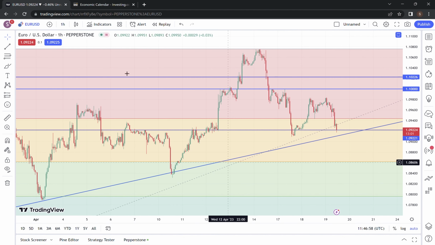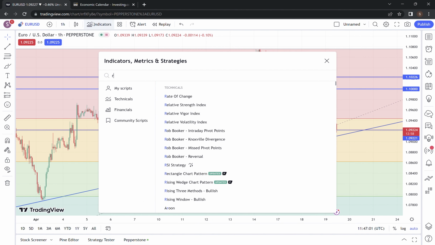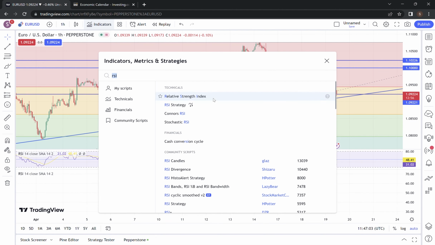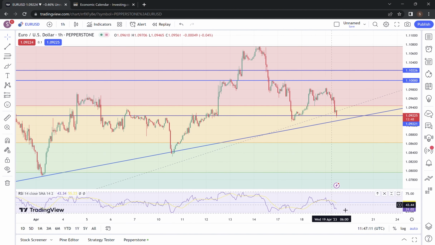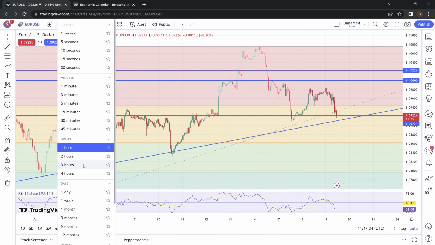Let me add the RSI. Okay, so we have the RSI trading somewhere near 31, and it's heading very close to the oversold region, at least on the 1 hour chart. We can expect a pullback anytime from where it's currently trading, either at the support region or from the rising trend line. Moving on to the 4 hour chart to see how it is turning out.